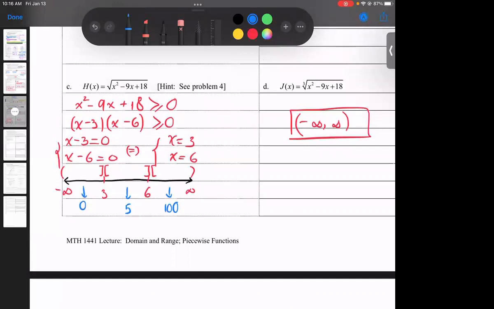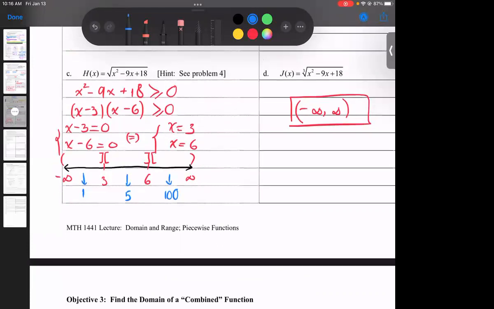I'll pick something different. I'll pick 1 because they already picked 0. When I plug in 1 into the original, for me it's easier to plug it in here. But if you want, you can plug it in here if you like. It doesn't matter. I'll use the second one because it's easier. 1 minus 3 is negative, right? 1 minus 6 is negative. So negative times negative is positive.